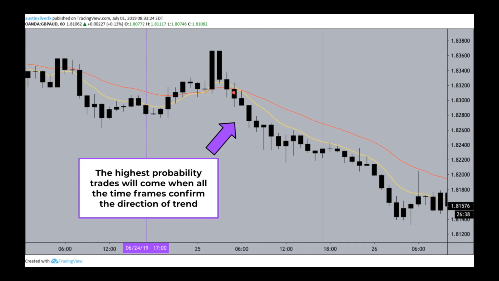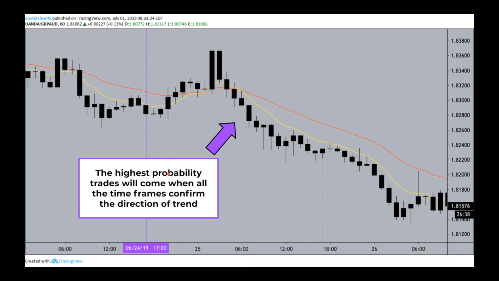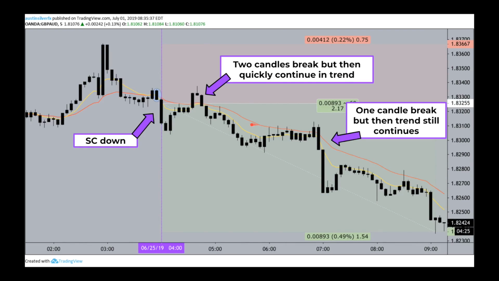Here at about 6 a.m., we ended up shifting back down after a brief pullback, but as you can see, that one fake out bar just retested the previous zone before it moved back down into that overall trend. Like I said in the notes here, the highest probability trades are going to come when all time frames confirm the direction. So we now had the daily, the 4-hour, and here the 1-hour telling us that we should be short biased.